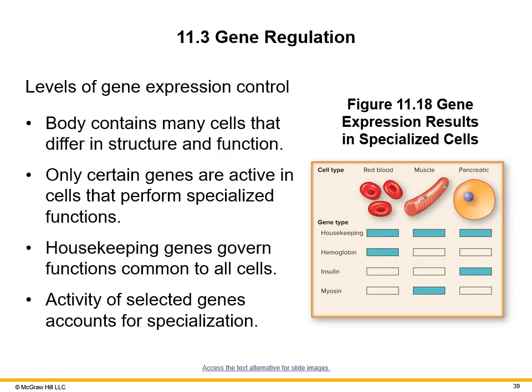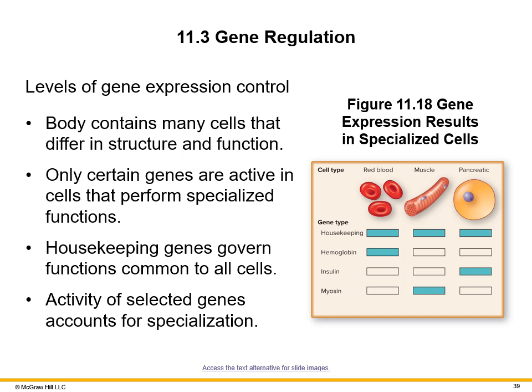Gene regulation. The body contains many cells that differ in structure and function. Only certain genes are active in cells that perform specialized functions. This is why we have different types of cells. However, housekeeping genes are going to always be on because they govern functions common to all cells. The activity of selected genes accounts for specialization.